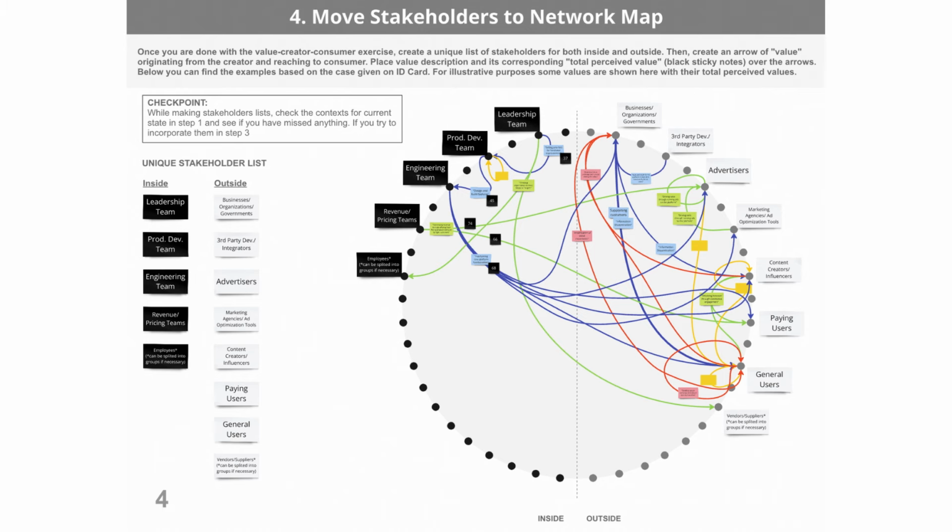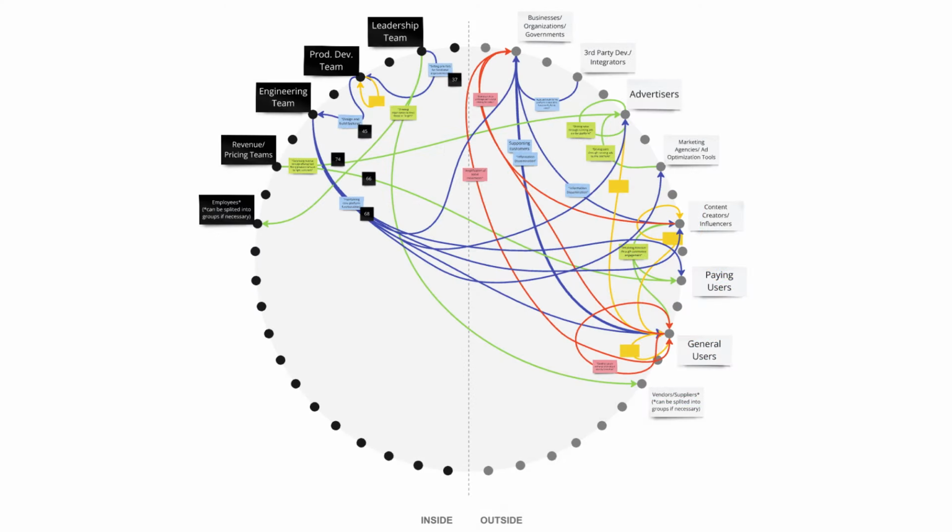One way to prepare a network map is distributing nodes on a circle, and for our exercise I use this method and assign nodes as stakeholders, the left side of circle being insiders and the right side being outsiders. To perform this step, we go back to value diagrams and prepare a unique list of stakeholders for both inside and outside, and then distribute them on the circle accordingly.